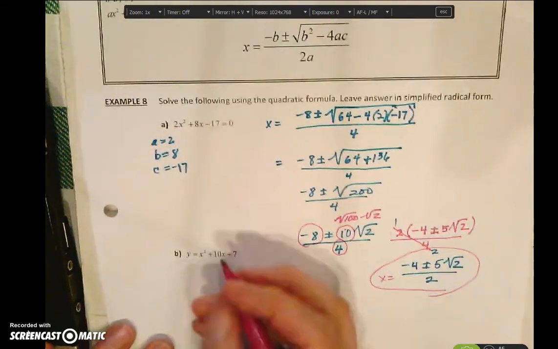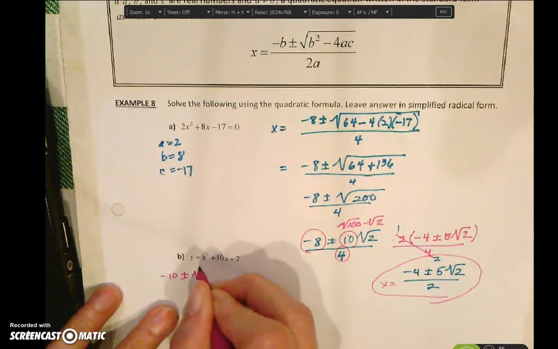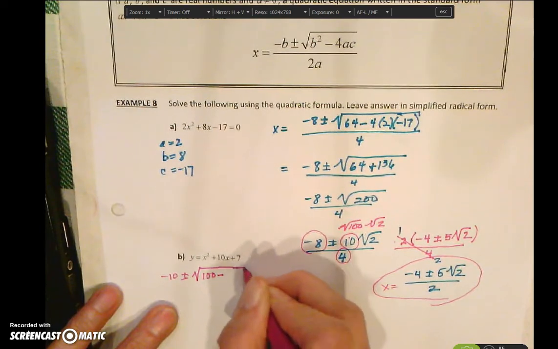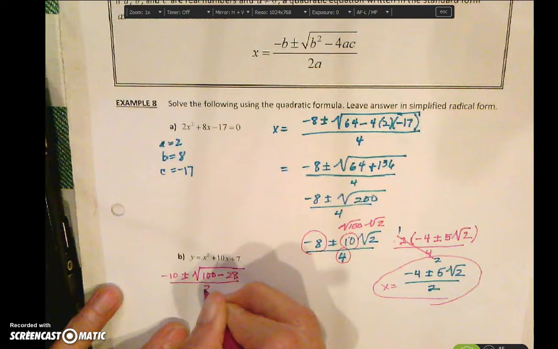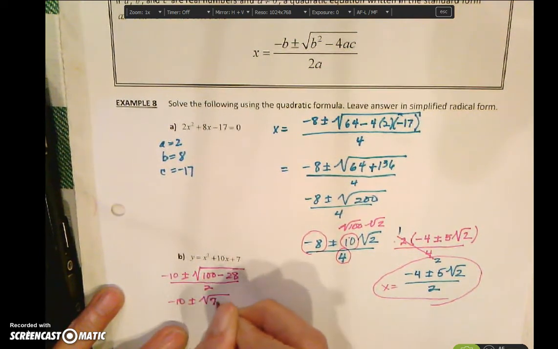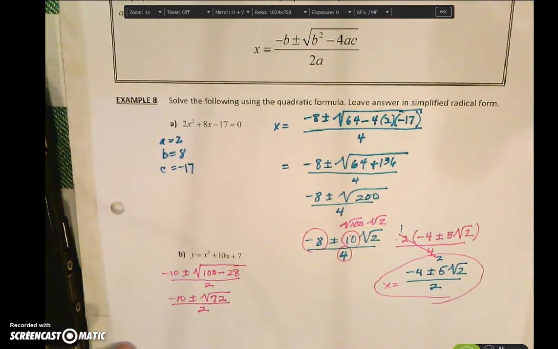So let's repeat over here. So B, I'm going to have a negative 10 plus or minus the square root of 100 minus 4AC, which is going to be 28, all over 2. So that's going to be negative 10 plus or minus the square root of 72 over 2.